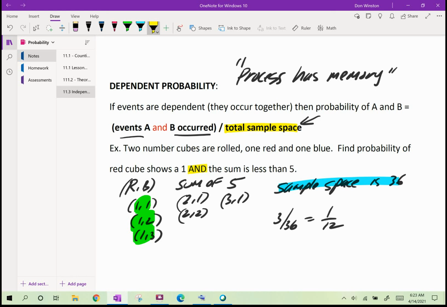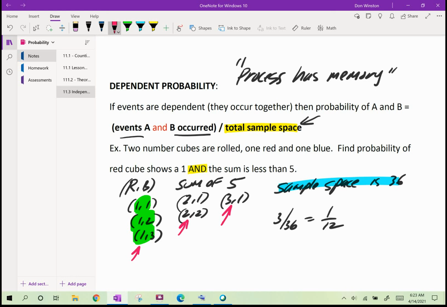And I'm going to assume that this first number here is the red cube. So let's list all the ways in which the sum is less than 5 when you roll 2 cubes. You have 1,1; 1,2; 1,3. I've exhausted all the 1s. Now I have 2,1; 2,2. I've exhausted all the 2s, and then 3,1. So those are all the outcomes where the sum is less than 5.